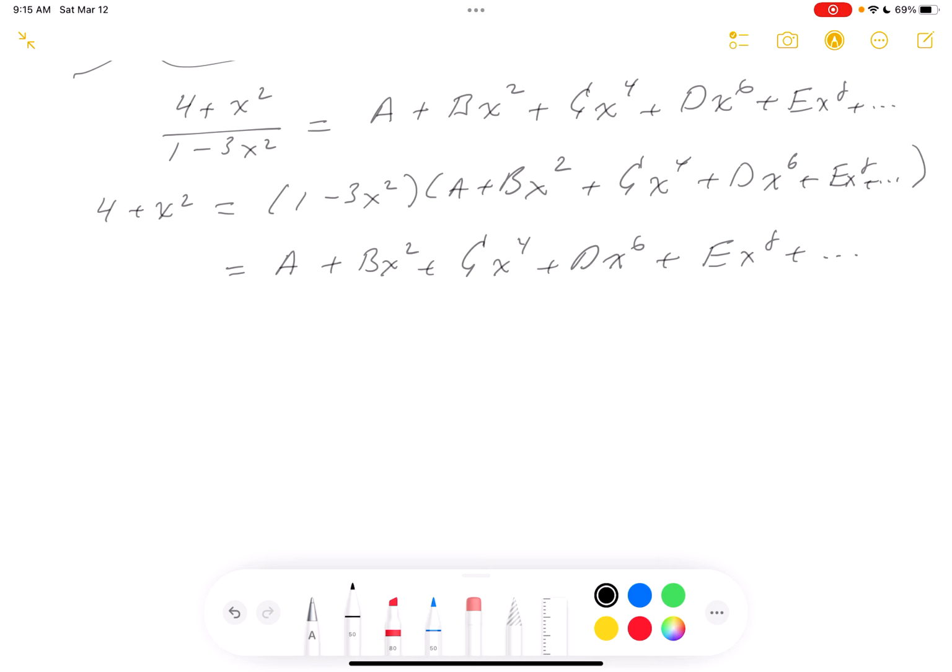All right? So what are we going to do now? I distribute across by 1. Now I'm going to cross by the minus 3x squared. So what do you get? Minus 3a x squared. We're distributing this now. Minus 3b x^4, minus 3c x^6, minus 3e x^8. All right, minus yada, yada, yada. It's got a simple pattern to it.